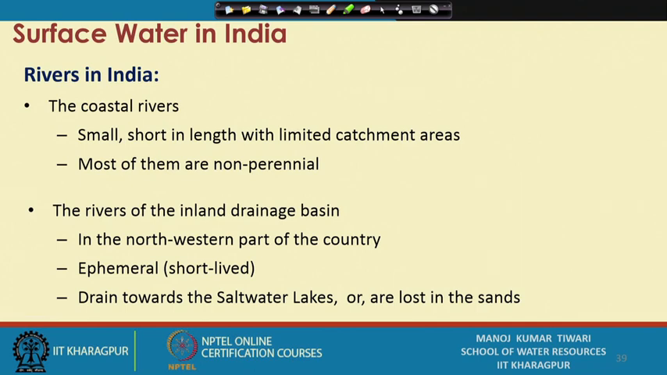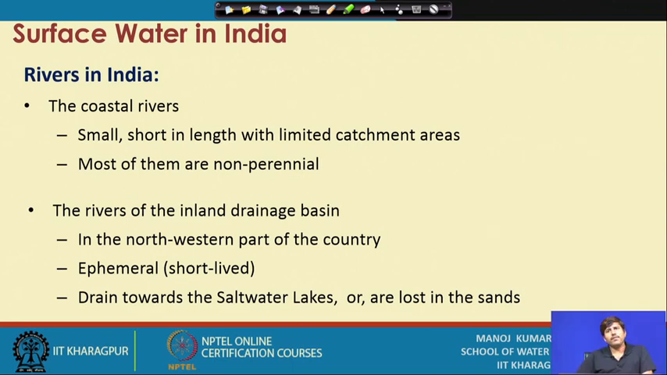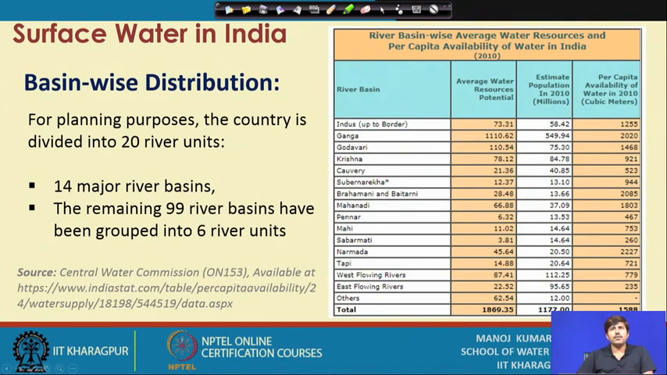These are eventually in the northwestern parts, that includes Rajasthan primarily, and to some extent Gujarat and these states. They typically drain towards saltwater lakes. There are some saltwater lakes in Rajasthan, as you may be aware, or they get lost in the sands along their path. So, this type of river is typically found in the northwestern part of the country. These are our typical river systems which are carrying flow of the different regions.